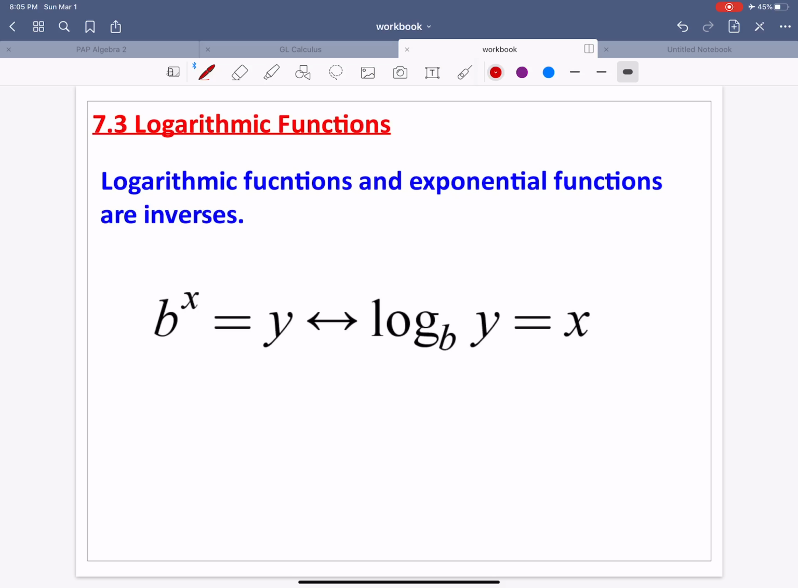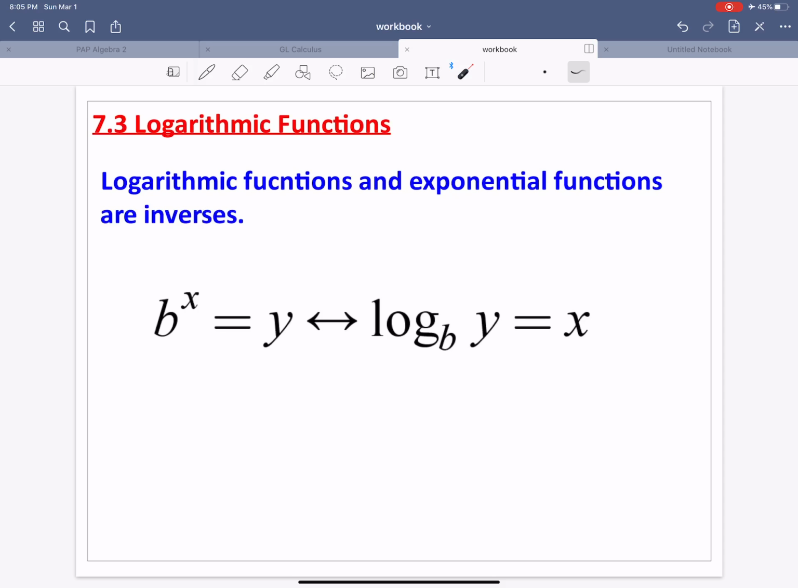Okay, so logarithmic functions and exponential functions are inverses. Humbling moment, I just realized that I spelled functions wrong here. Please don't judge me for that. I'm sure you're not perfect either. I do make a mistake once every 10 years, so I'm good for the next 9 years.